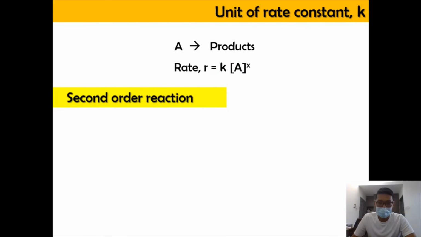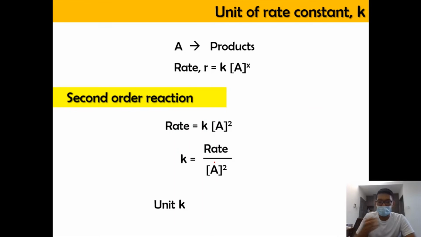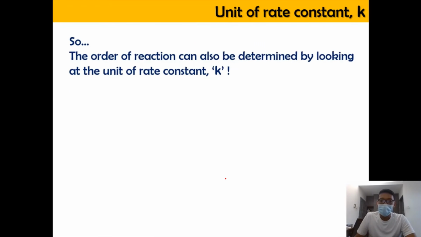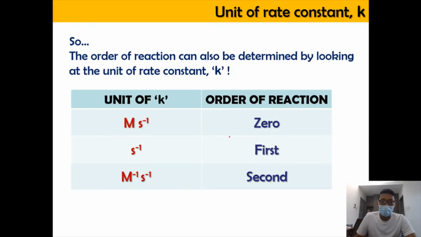For the second order reaction, we know that the rate is equal to k[A] to the power of 2, so rate is equal to k[A]^2. So the unit of rate constant k is equal to M s^-1 over M^2. Okay, so we can cancel that out, and what's left is M^-1 s^-1. To understand this better, look at the summary table here. If the unit of k is M s^-1, it is a zero order reaction. If s^-1, it is first order. If M^-1 s^-1, it is a second order reaction.